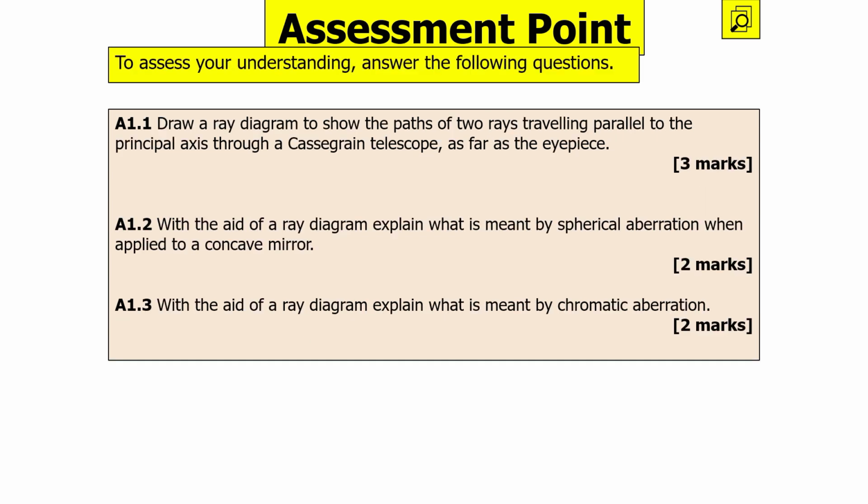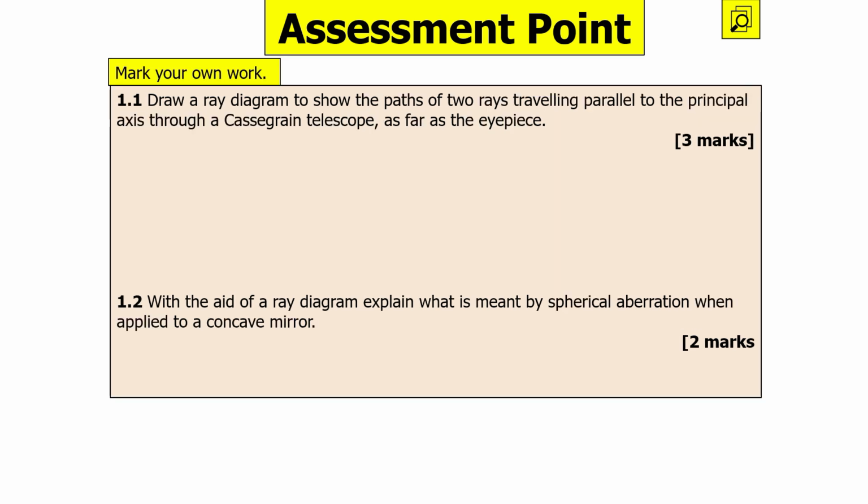The next question says, draw a ray diagram to show the path of 2 rays traveling parallel to the principal axis through the Cassegrain telescope. With the aid of the ray diagram, explain what is meant by spherical aberration when applied to a concave mirror, and with the aid of a ray diagram, explain what is meant by chromatic aberration. So pause the video now, then unpause the video when you want to go through your answer.